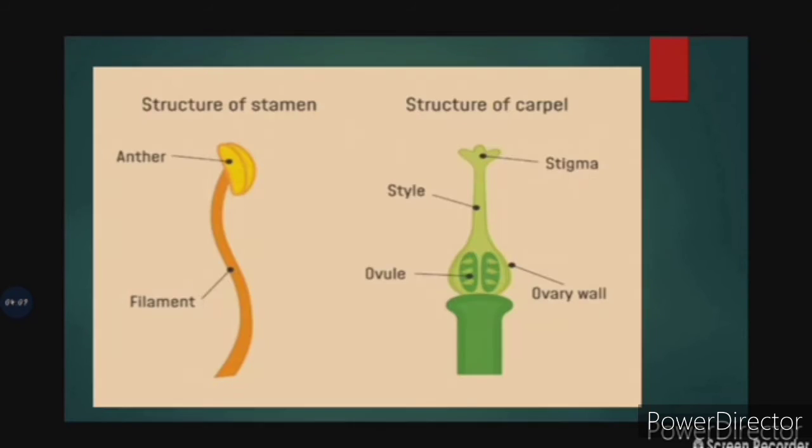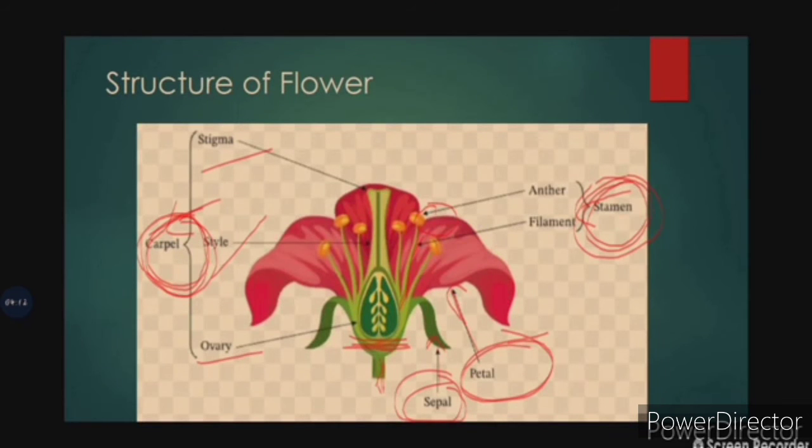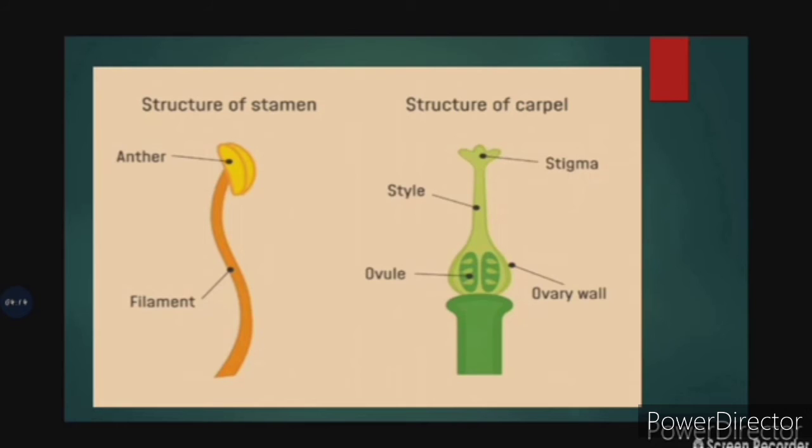Okay, now next, this is the structure of stamen and this is the structure of carpel. Stamen consists of anther and filament. Inside the anther, pollen grains are produced by meiotic division. This is the structure of carpel: stigma, style, ovary, and inside the ovary wall there are ovules. This ovary is based on the thalamus. So this is the individual unit of carpel and this is the individual unit of stamen, which is given in yellowish color.